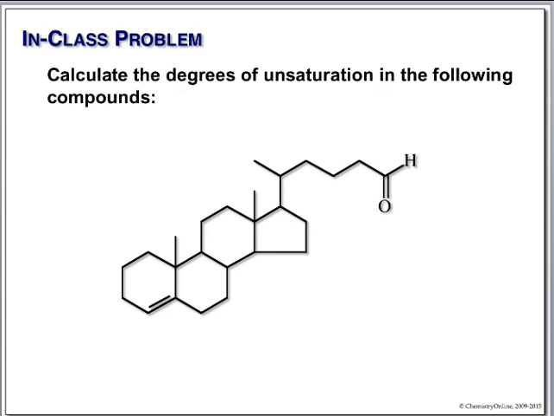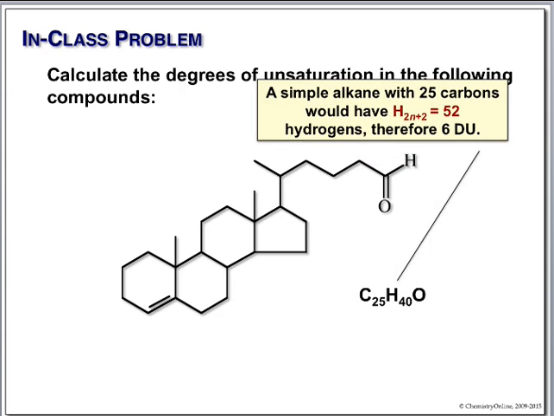Now the hard way to do this is to add up all the carbons, all the hydrogens. You would get C25H40O. If we had 25 carbons in a hydrocarbon, because we ignore the O, we would expect 52. We are short 12 hydrogens, so this has 6 degrees of unsaturation. Now, can you look at this and see 6?